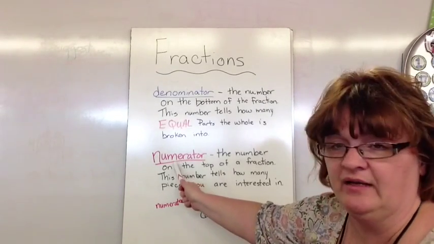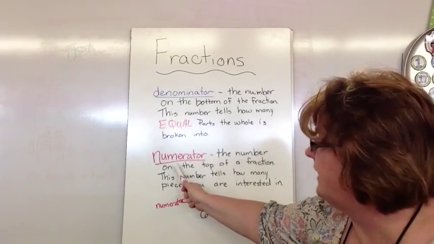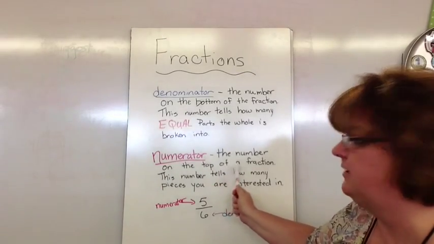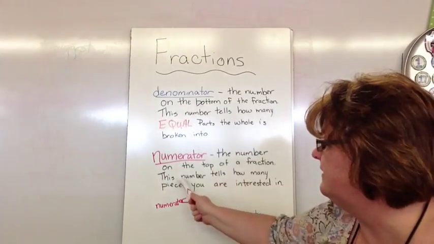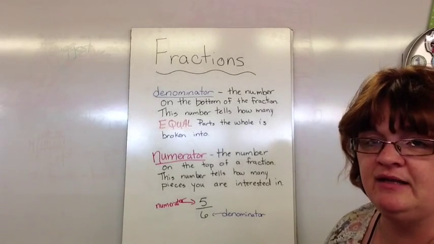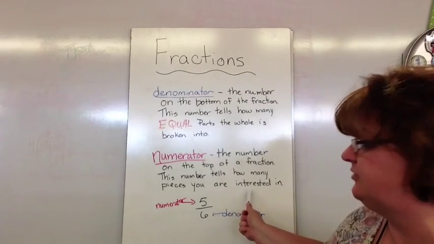The next word that we need to know is the numerator. The numerator is the number that is on top of the fraction. This is the number that tells us how many pieces there are that you are interested in.